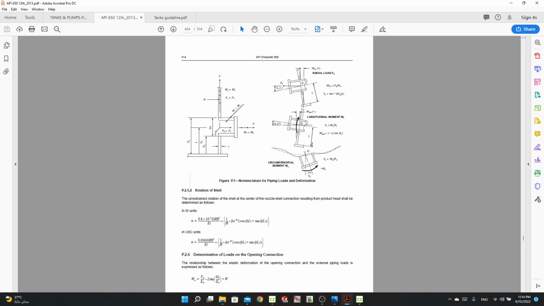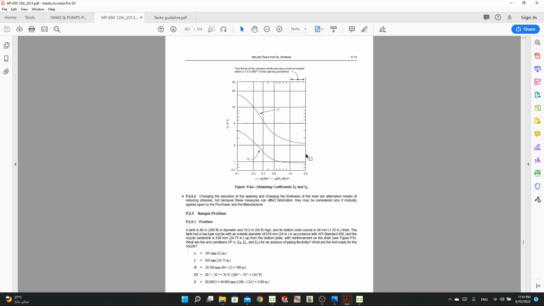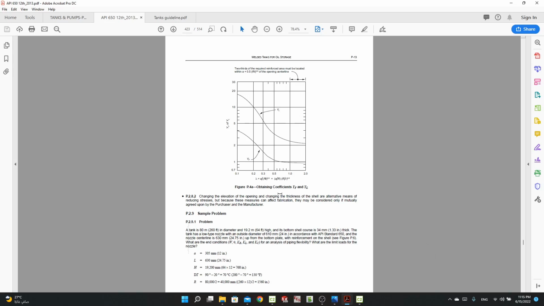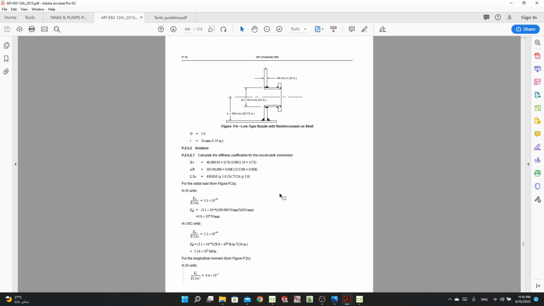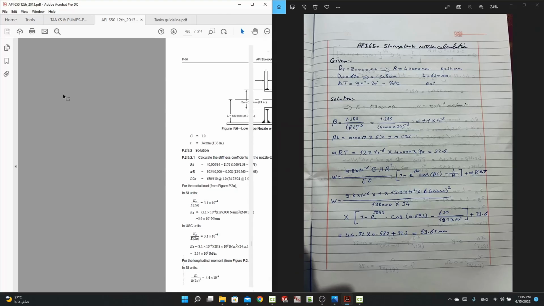Let's start our example and explanation here. I will use in my explanation the example which is given here in page P13. In this example, I already did it by hand, and I will show you my results to explain exactly how to do this calculation, because sometimes it has some errors or you need some more explanation. Okay, let's start.